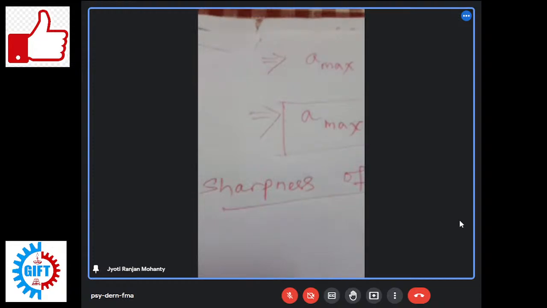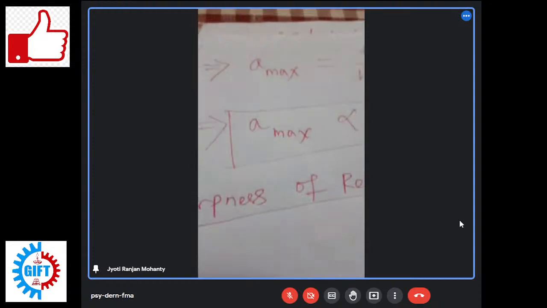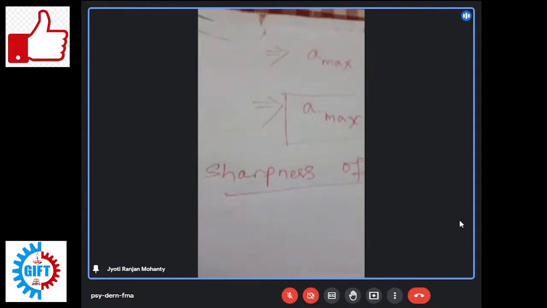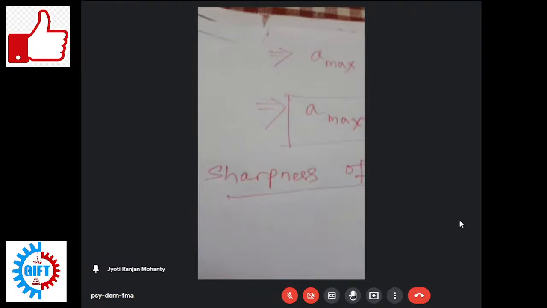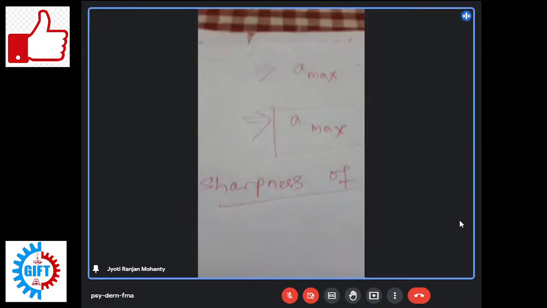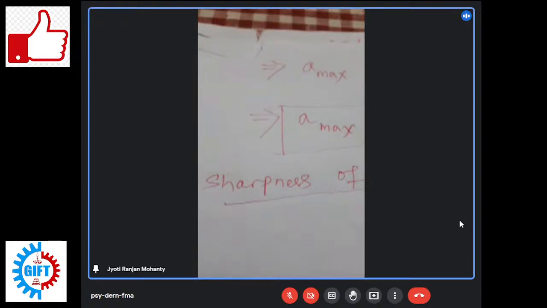What do you mean by sharpness? When we cut a pencil we use a sharpener. What is the meaning of sharpener? To make the pencil narrow. Similarly, the sharpness means the narrowness. The narrow curve is known as sharpness.